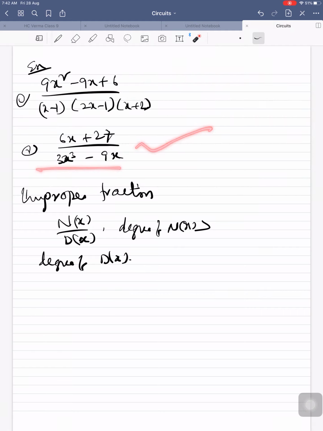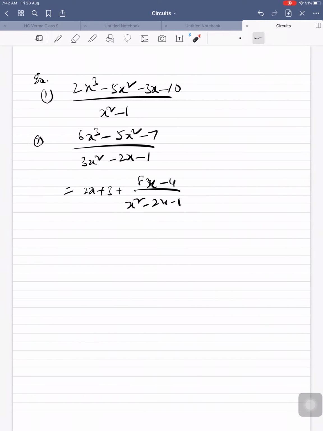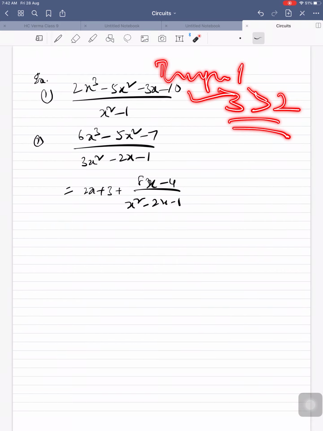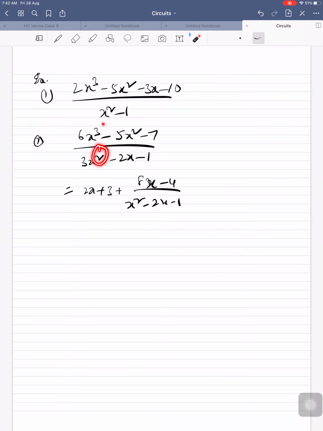This one also. What is an improper fraction? When the degree of n of x is greater than the degree of the denominator function, then only that fraction is called an improper fraction. See here, the numerator degree is 3, the denominator degree is 2. So 3 is greater than 2. So this is an improper fraction. Like that, this is 2, this is 3. Okay.